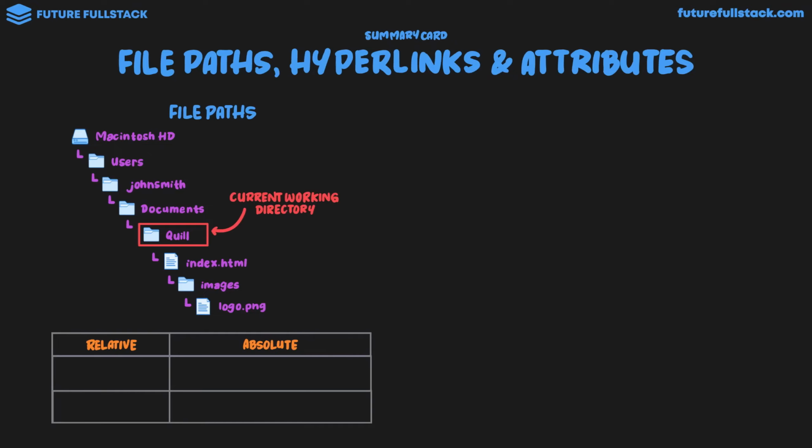Directly inside the Quill directory, the relative file path of the index.html file is just referenced as index.html, whereas the absolute file path looks like this. Now the logo.png file is inside the images folder, which is inside the Quill folder. So the relative file path is images/logo.png, and the absolute file path would look like this.